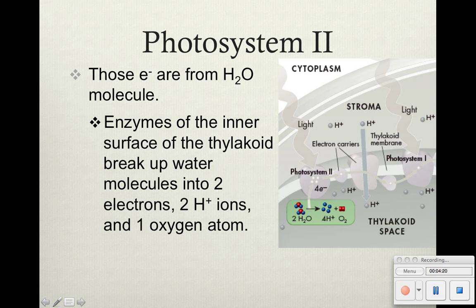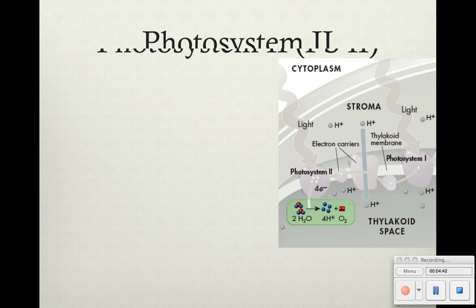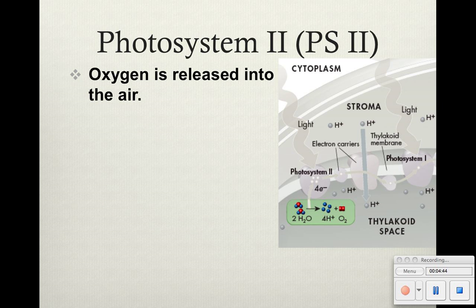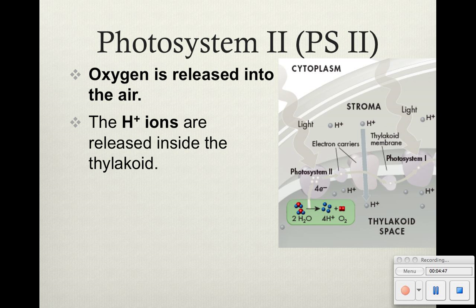When water gets split up, we get a release of electrons. Enzymes within the thylakoid space, okay? They're going to break up water molecules into 2 electrons, 2 hydrogen ions, and 1 oxygen atom. Okay, those hydrogen ions are important. Oxygen, if you can recall, is what we breathe, so that gets released. It's the waste product of plants, and we breathe that in.